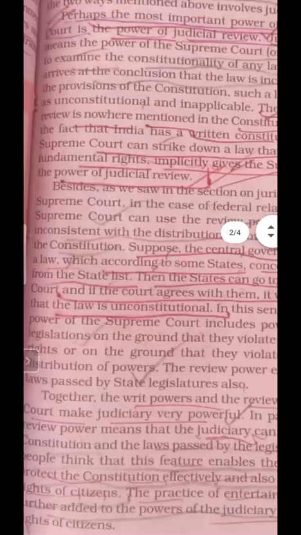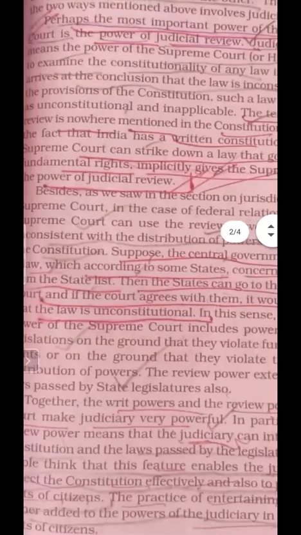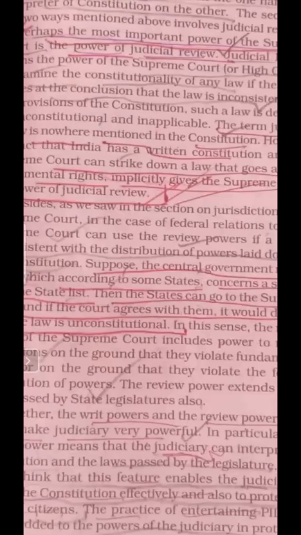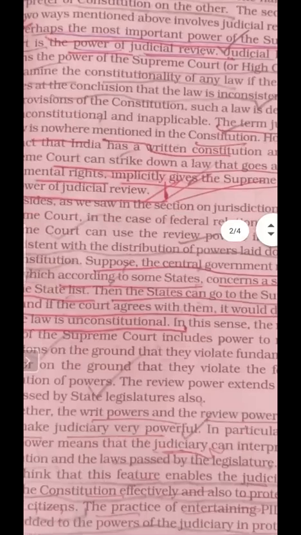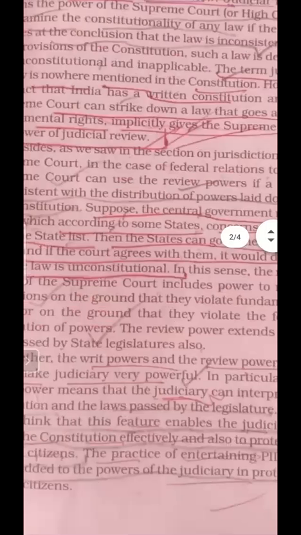If the law is inconsistent with the distribution of powers laid down by the Constitution. Suppose the central government makes a law which, according to the state, concerns a subject from the state. Suppose the central government makes a law that is concerned with the state, and the central government is unacceptably varying the state law. Then what to do? Then the state can approach the Supreme Court directly.